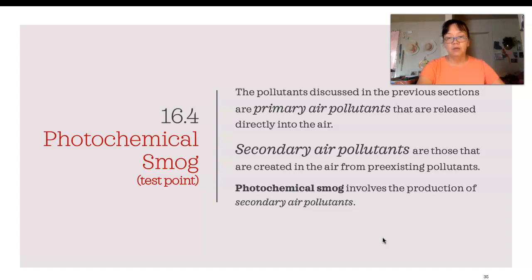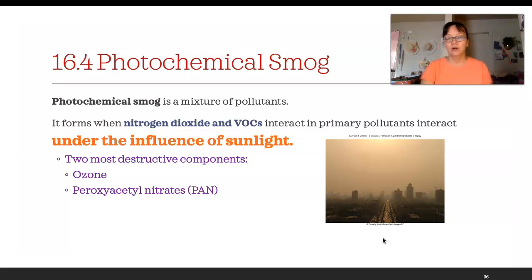So we talked about the primary air pollutants, right? Now we talk about secondary air pollutants. The primary air pollutants are those directly released into the air. The secondary pollutants are those created in the air from existing pollutants, which are the products of the chemical reaction of the primary air pollutants with something else. So photochemical smog involves the production of secondary air pollutants. It's a further extension of the primary air pollutants. I want to emphasize how it happens.